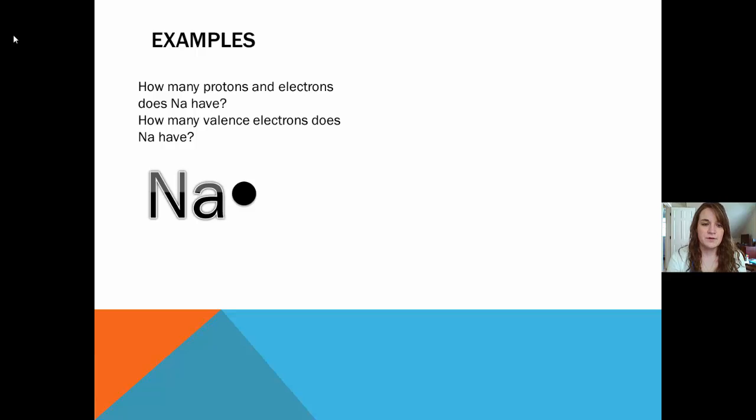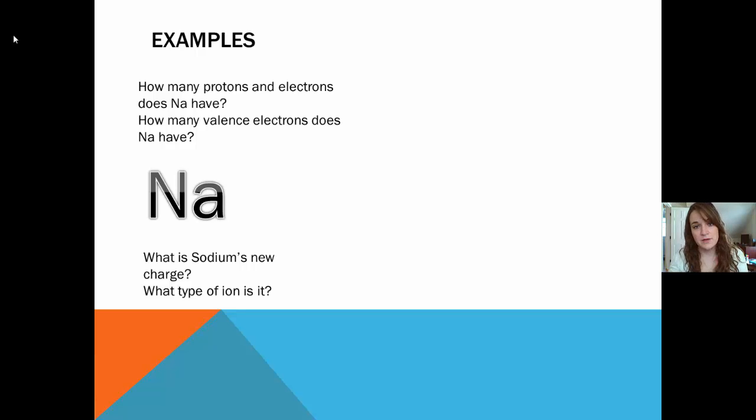For an example, sodium has 11 protons and 11 electrons. If you look at the group, it's in group 1, so there's 1 valence electron. If that sodium atom loses an electron, its new charge is going to be plus 1. It lost an electron, so it has more protons than electrons, so it's plus 1. That would make it a cation.